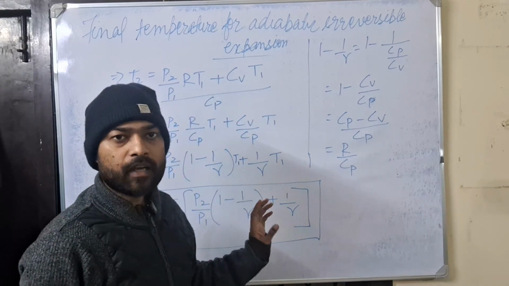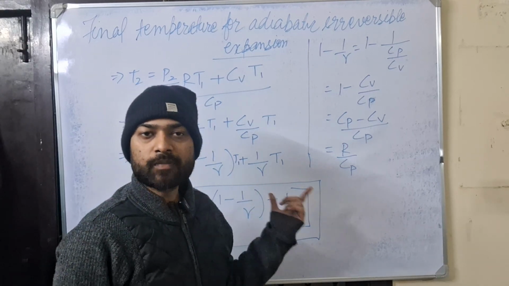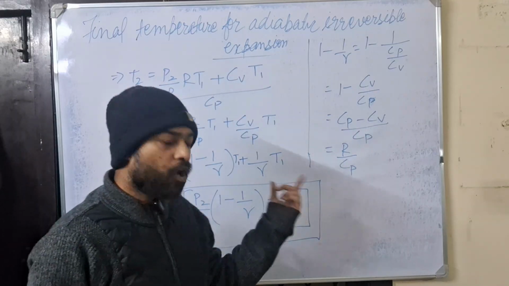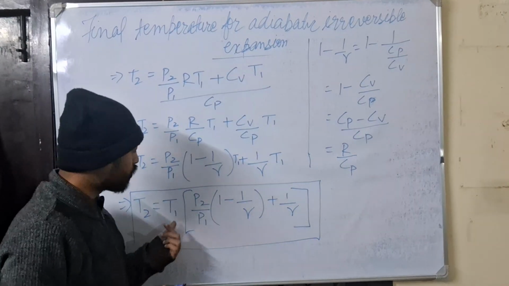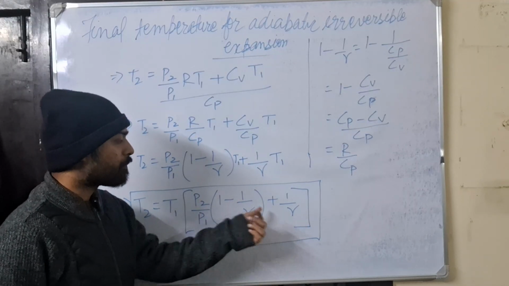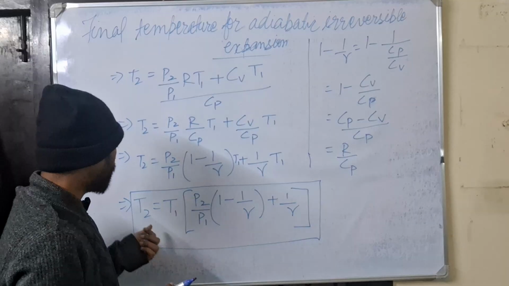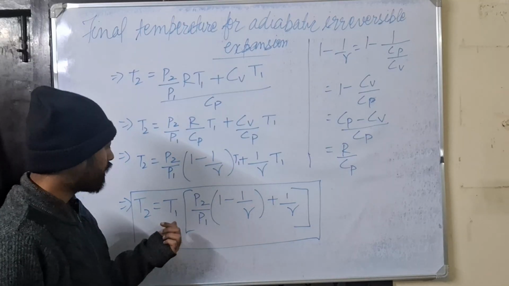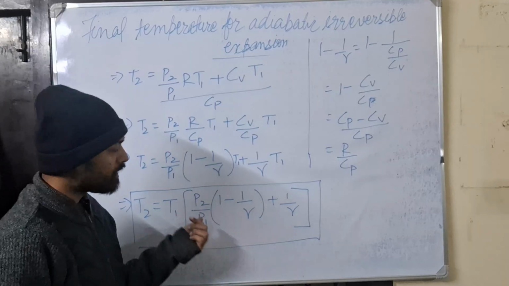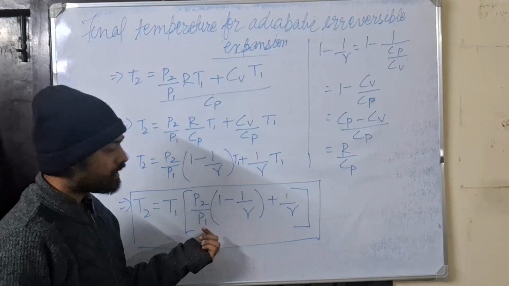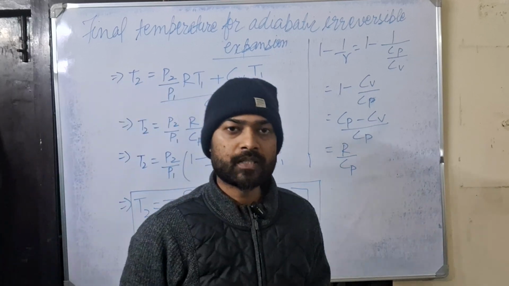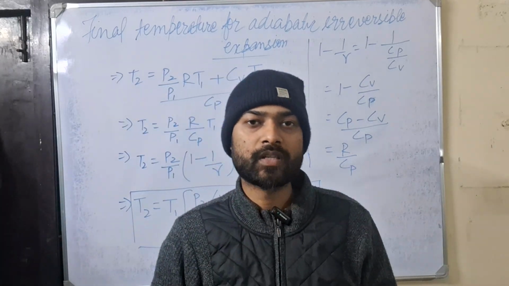So we have basically found the expression of final temperature in case of adiabatic irreversible expansion, which is nothing but T2 is equal to T1 into P2 by P1 to the power 1 minus 1 by gamma plus 1 by gamma, where T2 is our final temperature, T1 is our initial temperature, P2 is our final pressure or external pressure, P1 is our initial pressure, and gamma is the ratio of heat capacity at constant pressure and heat capacity at constant volume.